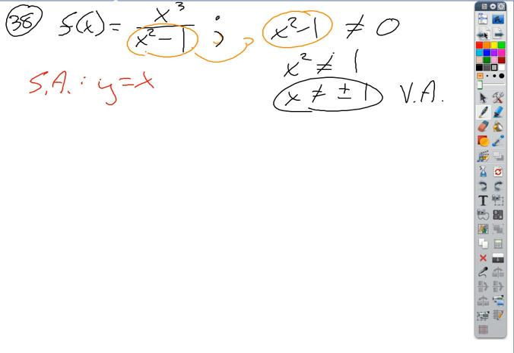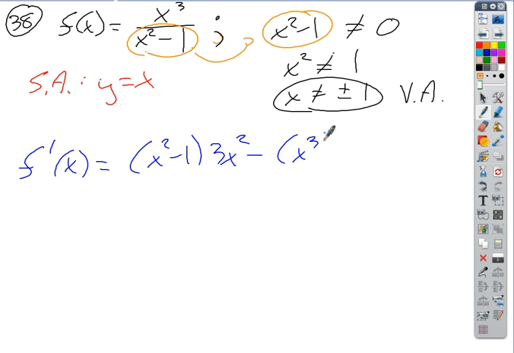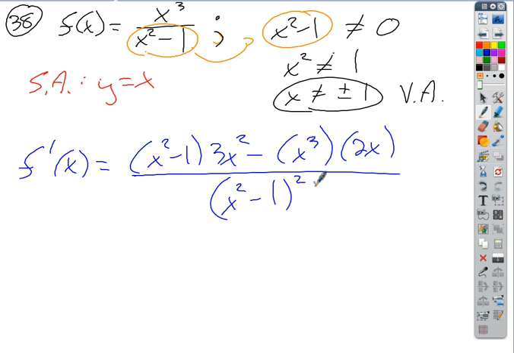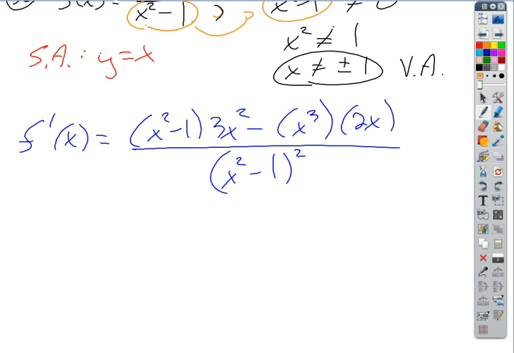So if we want to find everything, we've got to find relative extrema, right? So let's differentiate this quotient. I'm differentiating a quotient. I've got the bottom times the derivative of the top, which is 3x squared, minus top times derivative of the bottom, which is 2x, plus 0, over the bottom squared. Right? Okay. So let's simplify.